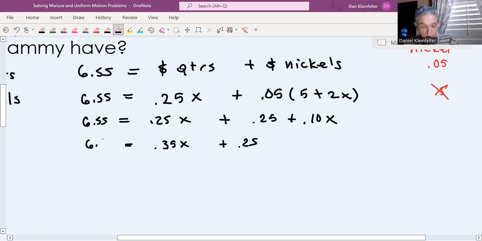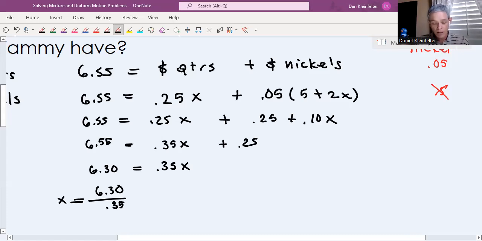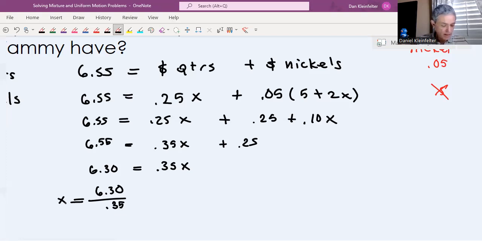And then we're going to subtract the 0.25 from both sides. So that's going to be 6.30 will be our 0.35x. And then we're going to divide both sides by 0.35. So 6.30 divided by 0.35. That will be our x. So let's see what that works out to be. 18.